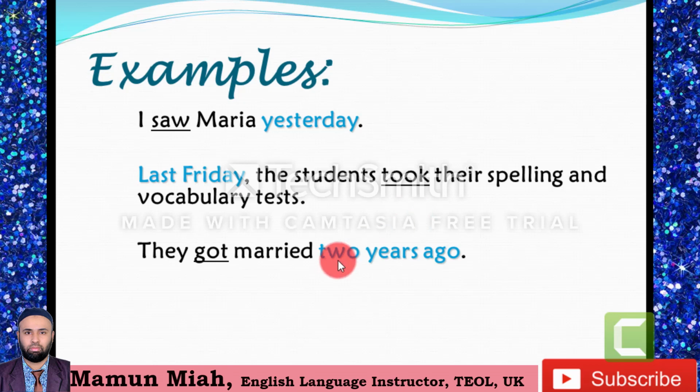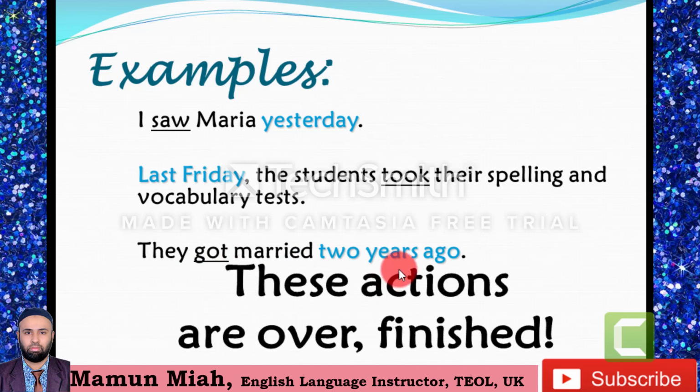They got married 2 years ago. This is a time phrase, an adverbial phrase, and this phrase indicates the past tense. That is why the verb is got. These actions are over and finished, and these actions are no longer happening now.